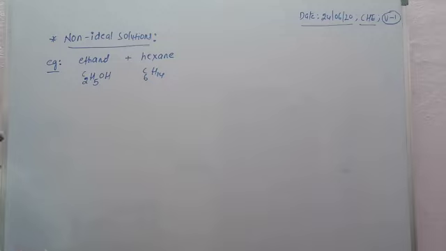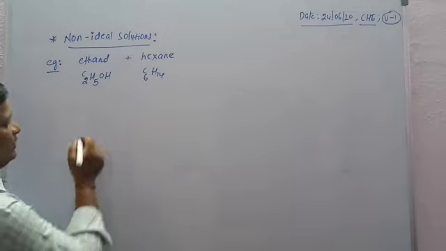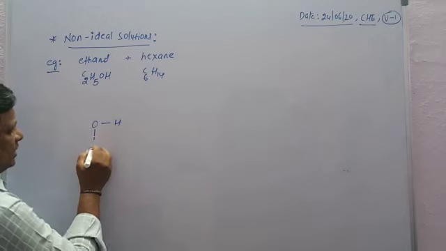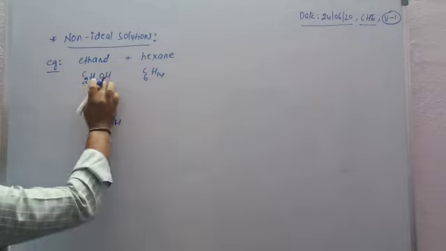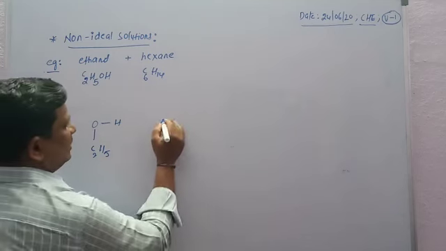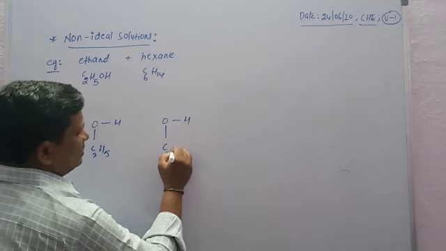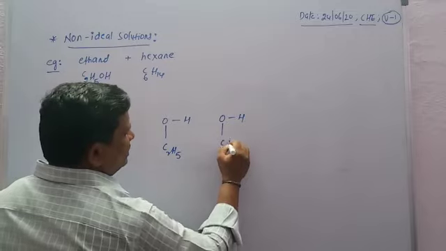Now between ethyl alcohol molecules, hydrogen bonds are present. Let us consider ethanol. It can be simply written as O, H, and C2H5. These are the covalent bonds. Another mole of the ethyl alcohol is also O, H, and C2H5.